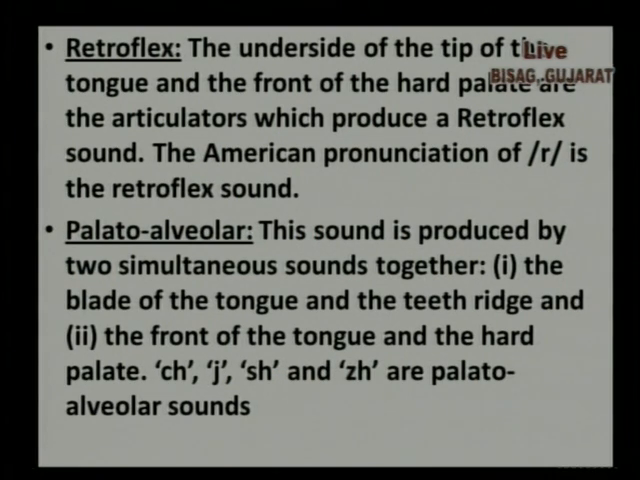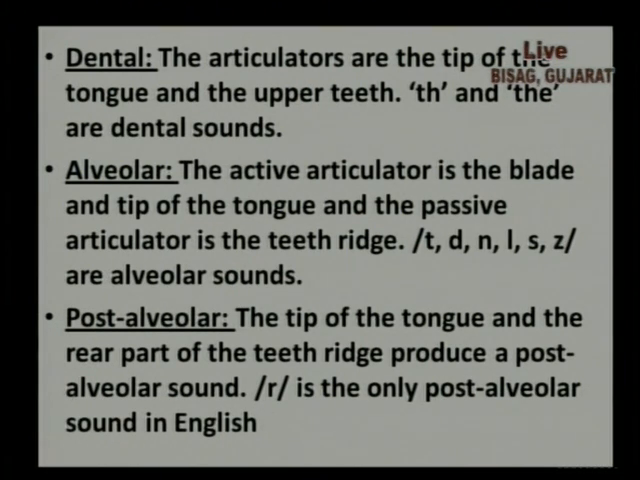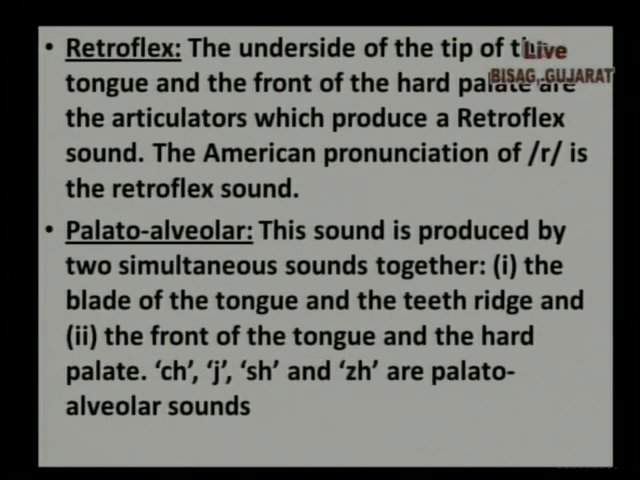Now, the R in British English is not a retroflex sound. That is a post-alveolar sound, which we've already talked about. But the R in American English is the retroflex sound, as the examples of our names tell you about the retroflex sound. The next sound is the palato-alveolar sound. This sound is produced by two simultaneous articulations together. The first one is when the blade of the tongue and the teeth ridge interact. And the second one is where the front of the tongue and the hard palate interact. These two ways produce a palato-alveolar sound.